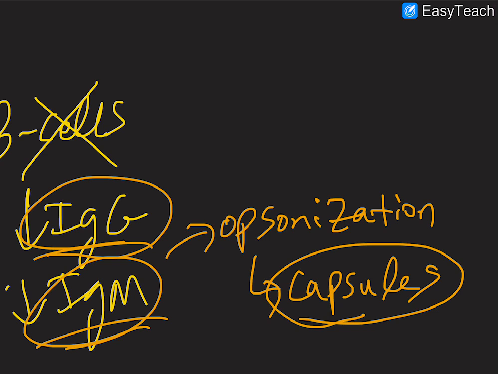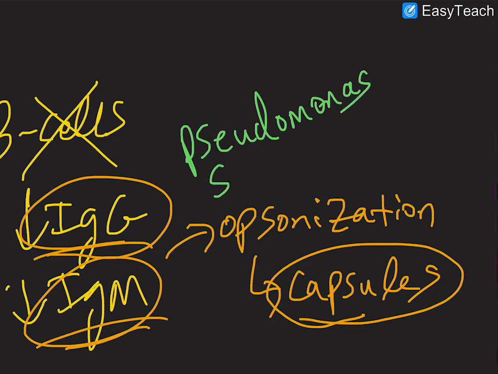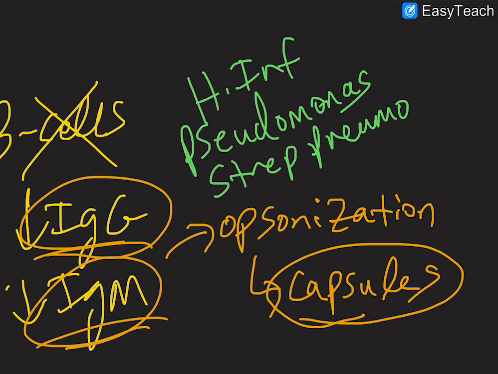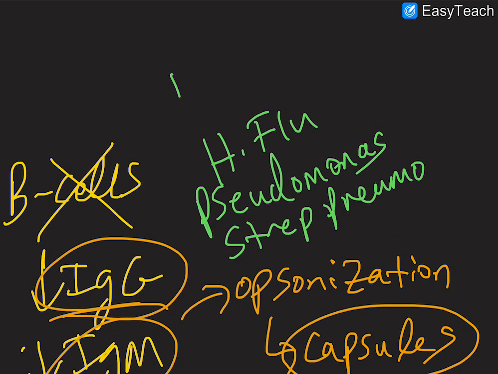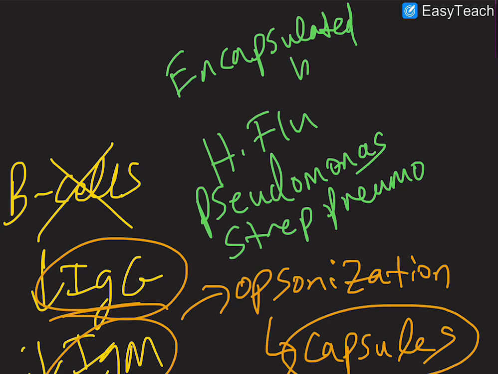So those bacteria, for example, could be things like Pseudomonas, bacteria like Strep pneumo, and even Haemophilus influenzae, and so on, right? So those are the pathogens that we should watch out for, encapsulated bacteria. So let's write that up top. Encapsulated pathogens is what we should watch out for if you have low IgM and IgG, because IgM and IgG are important for opsonization.